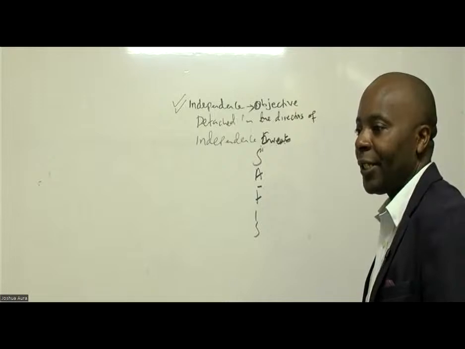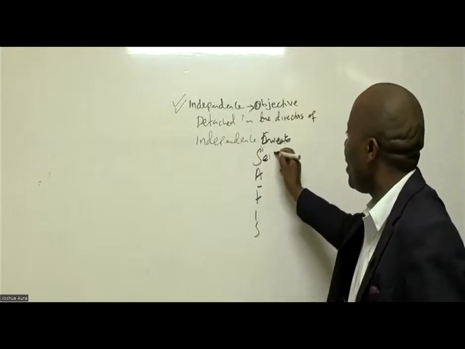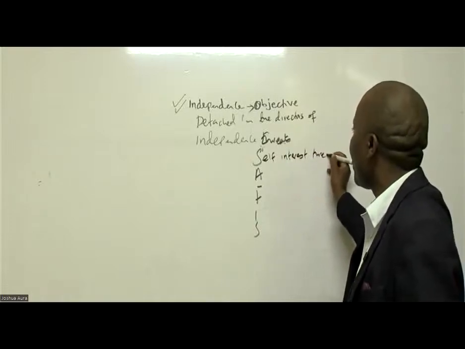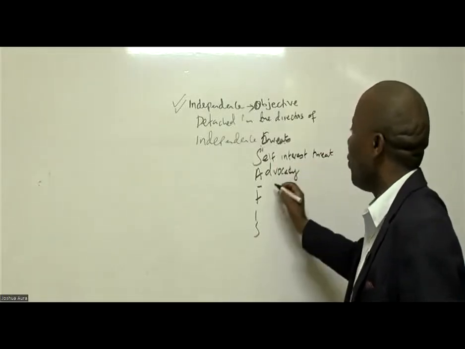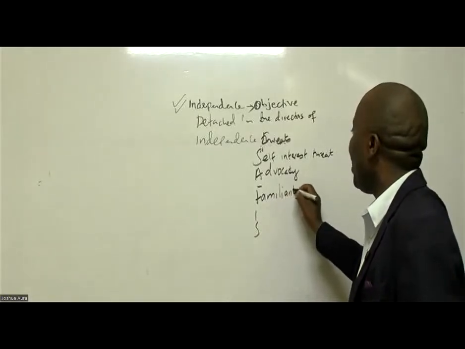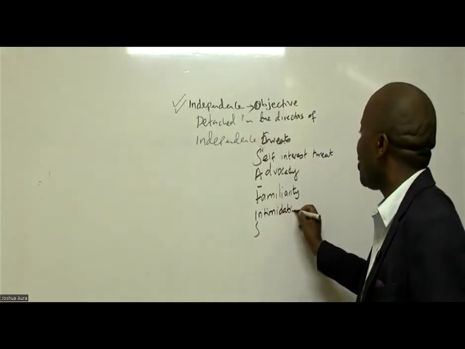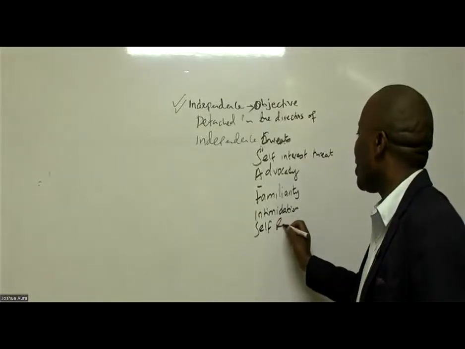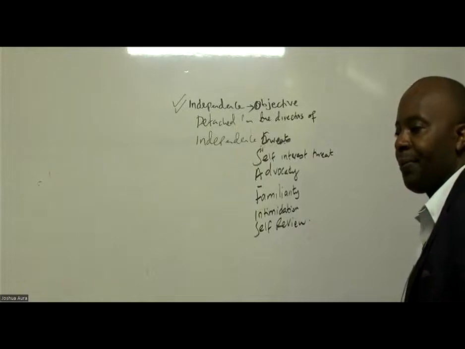Independence threats. The first one is what we call the self-interest threat. The second one is what we call advocacy. The third one is what we call familiarity. Then we have what we call intimidation. And then, of course, we have the self-review threat.